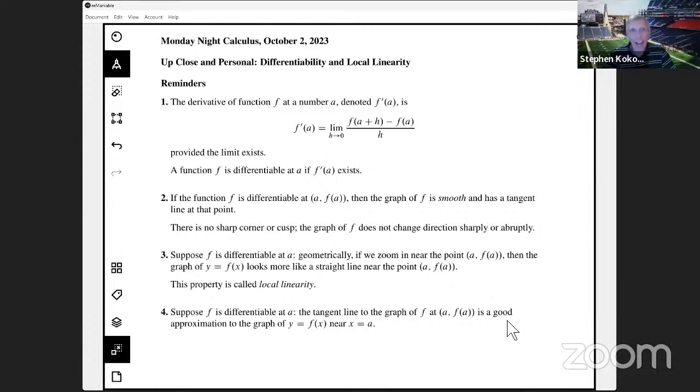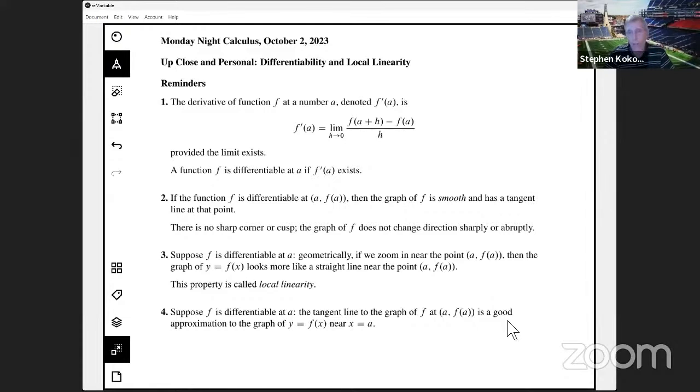Okay. All right, well, we're going to do a little something a little different this evening. I'm going to start out with a couple of reminders. And when I finish that, Tom is actually going to do a little technology, and then we'll take a look at some of the problems that we assigned for homework this week. So we're going to talk about differentiability and local linearity tonight.